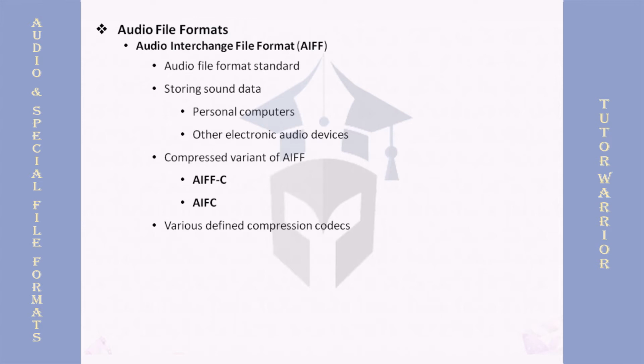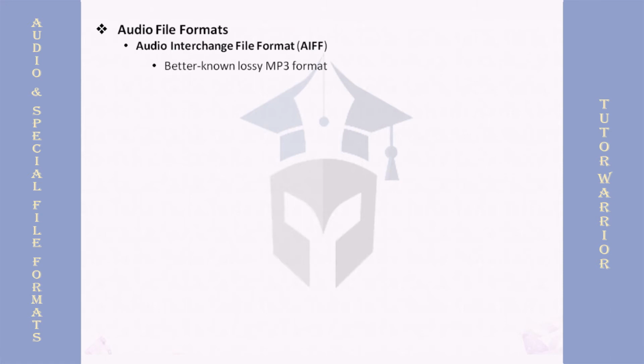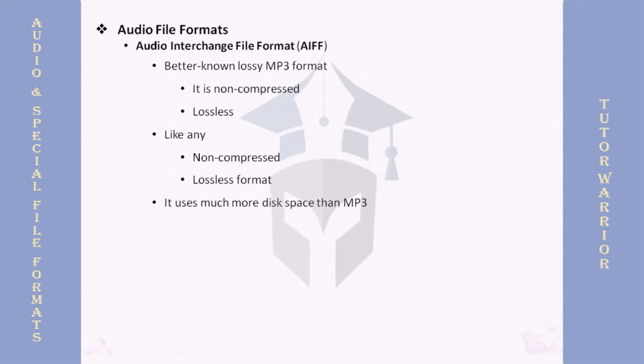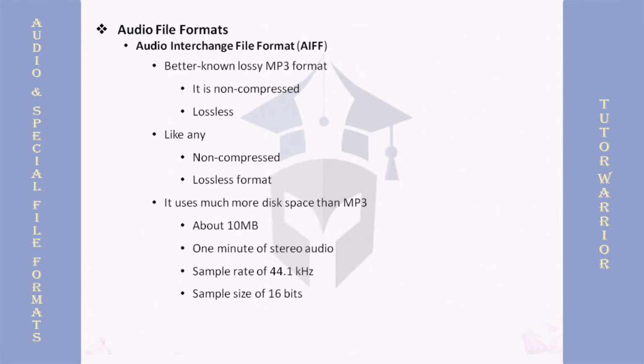Standard AIFF is a leading format used by professional-level audio and video applications, and unlike the better-known lossy MP3 format, it is non-compressed and lossless. Like any non-compressed, lossless format, it uses much more disk space than MP3s, about 10 megabytes for 1 minute of stereo audio at a sample rate of 44.1 kHz, and a sample size of 16 bits. The file extension for the standard AIFF format is .AIFF or .AIF.